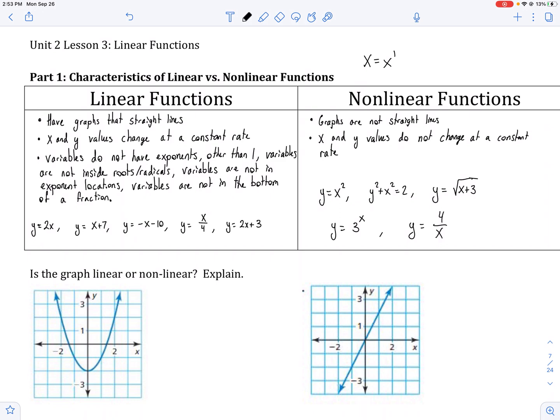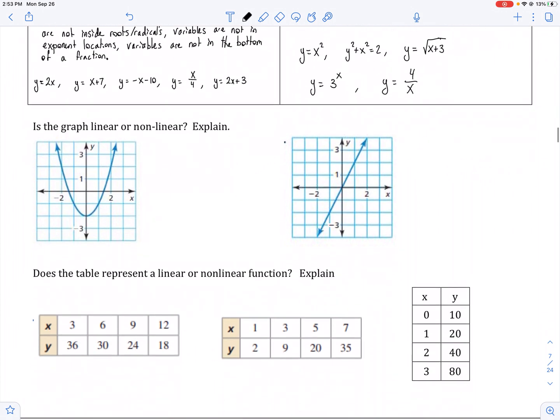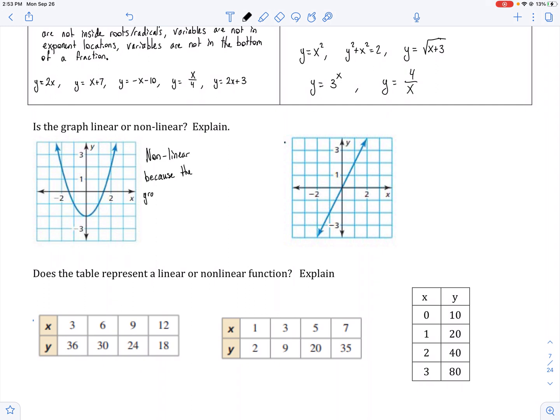That's pretty much it for now. So let's go through these, and let's decide whether these things are going to be linear or nonlinear. So with the 2 graphs we have here, we can tell the first one is nonlinear because it's not a straight line. And the second one is linear because the graph is a straight line.